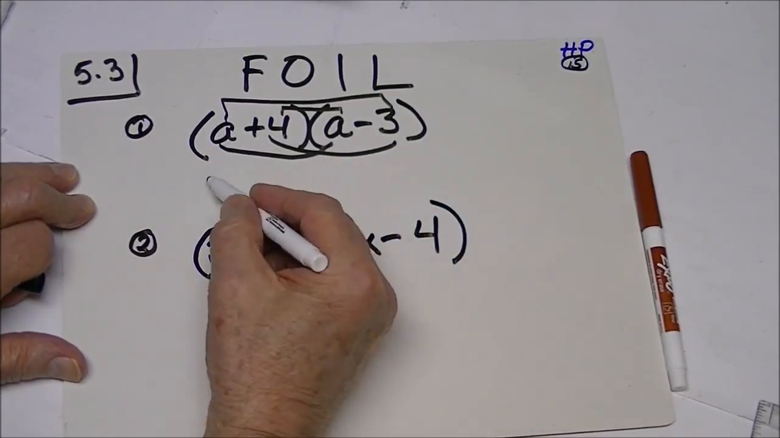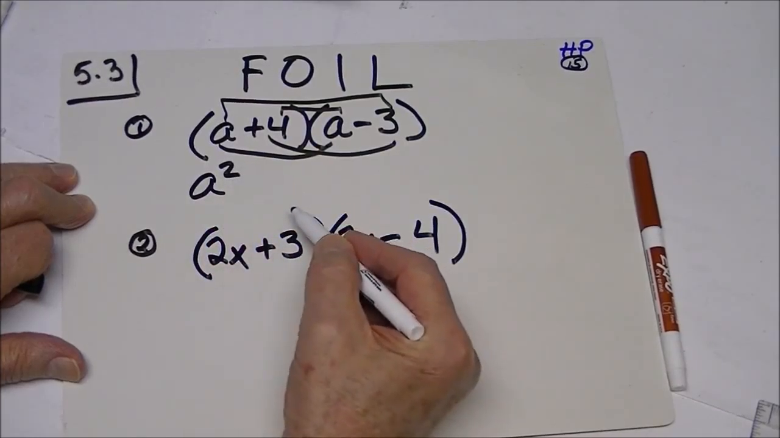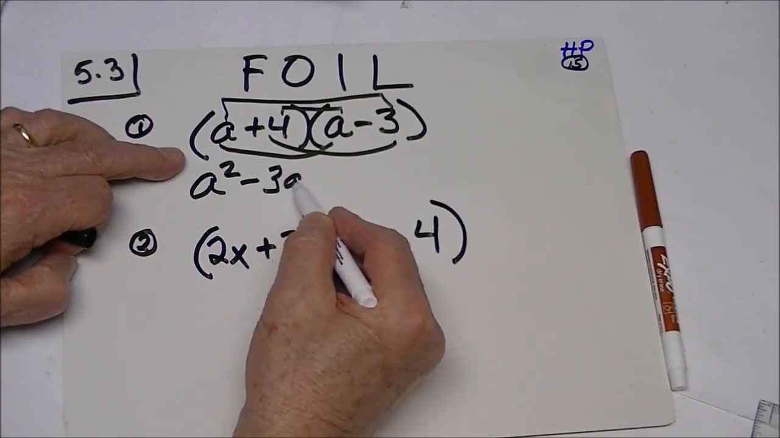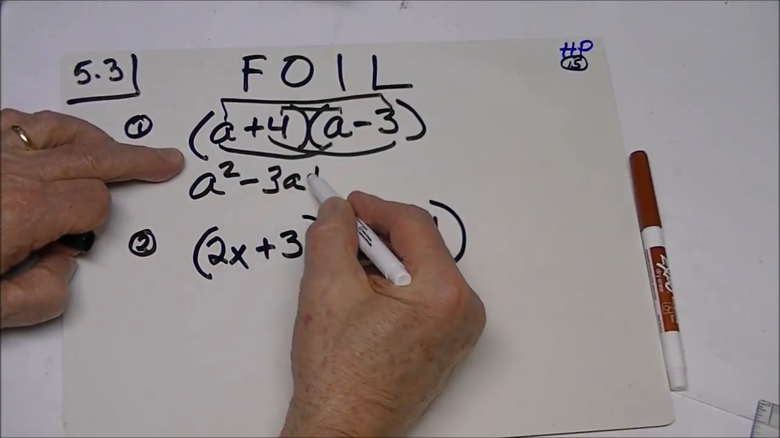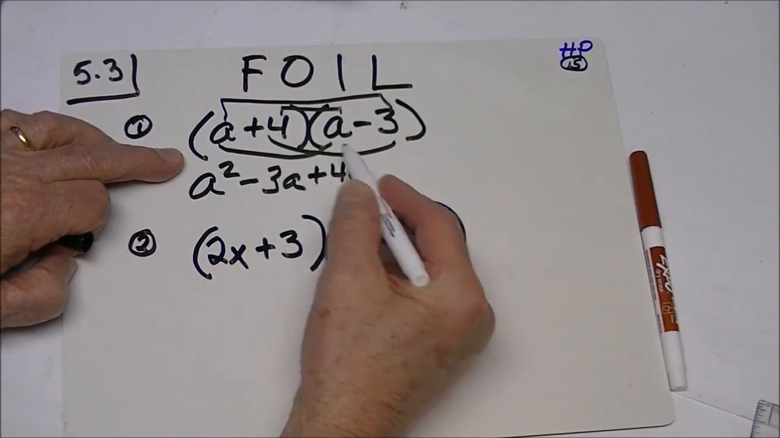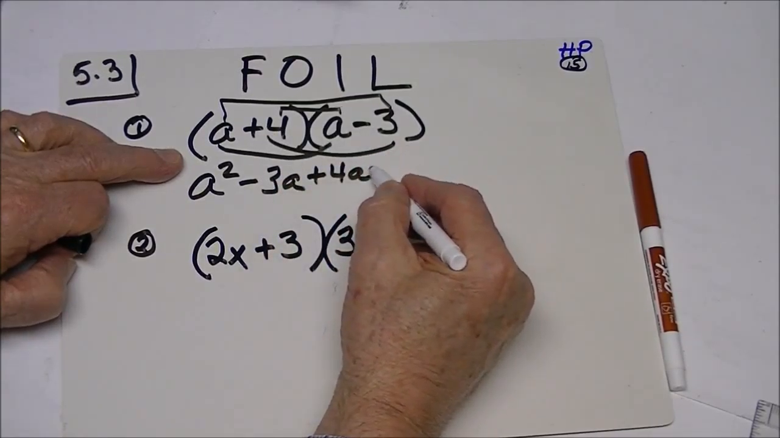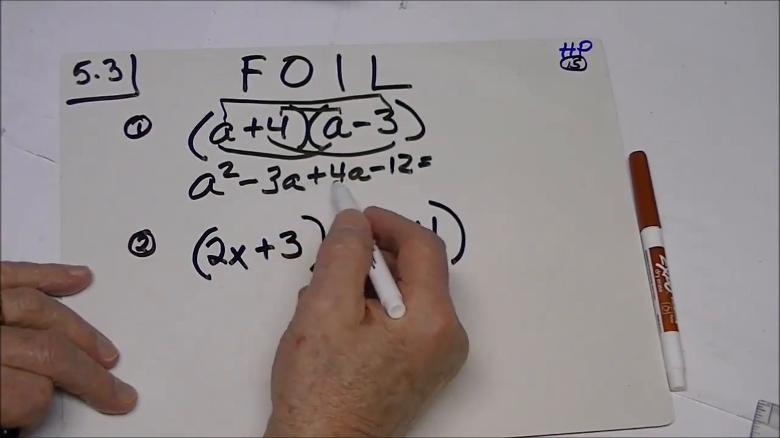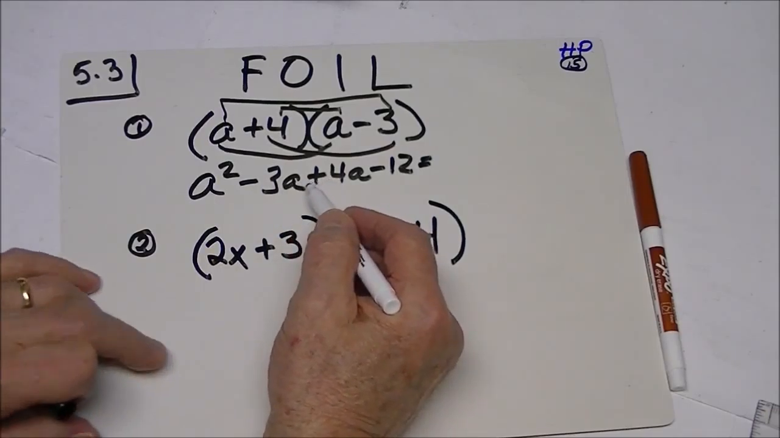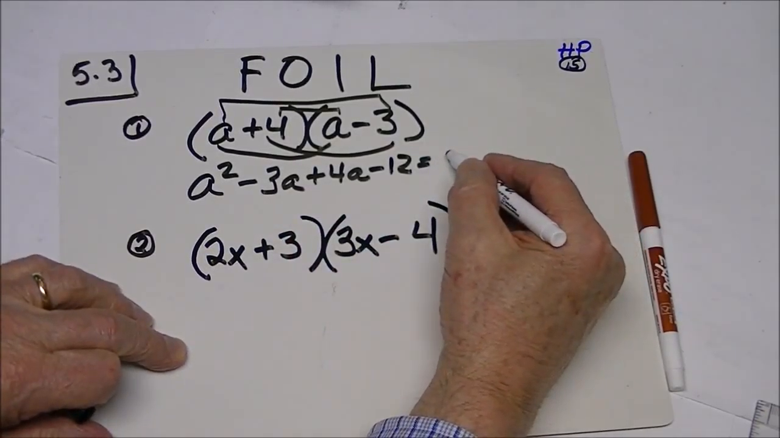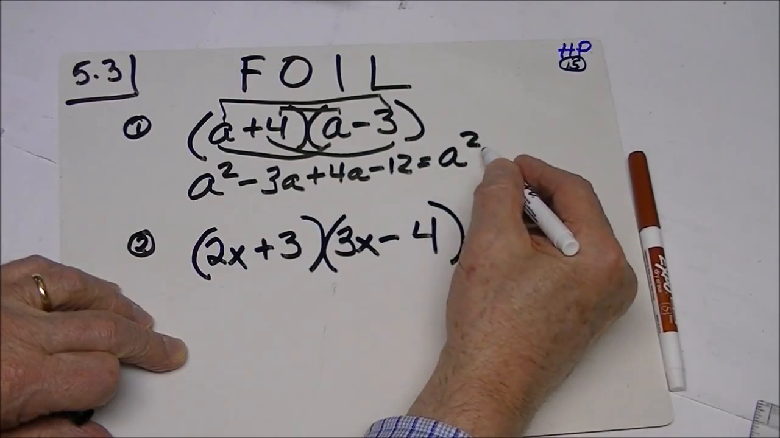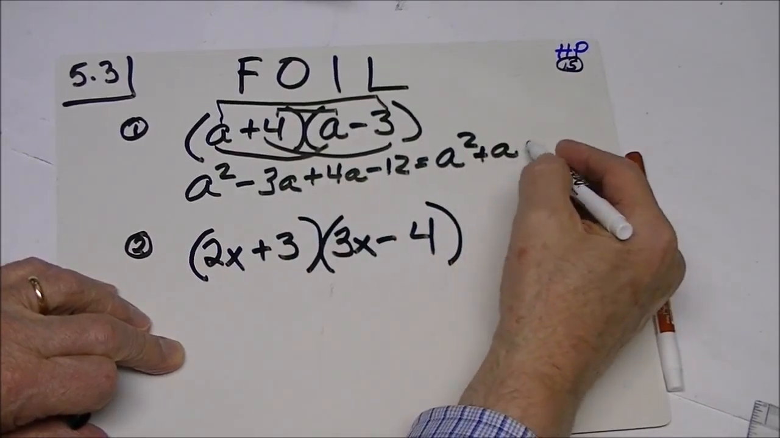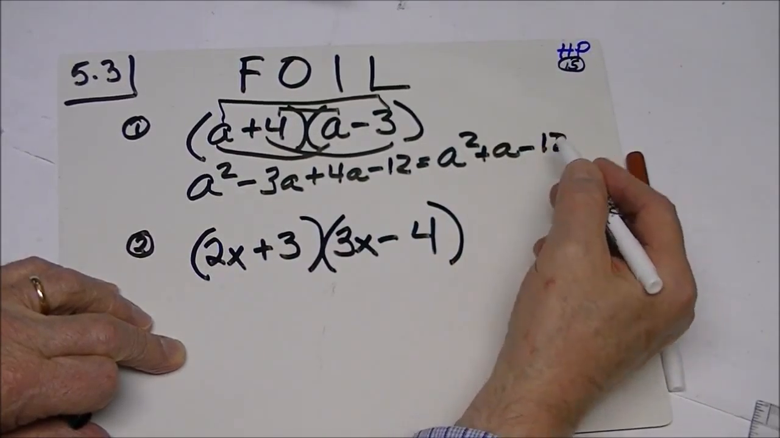So A times A is A squared. Our outers are a negative 3A. Our inners, a positive 4A. And our last, a negative 12. Now often the middle terms are like terms, so we're going to add those together. So we then get A squared plus A. It's a 1A, but we don't write the 1, minus 12.